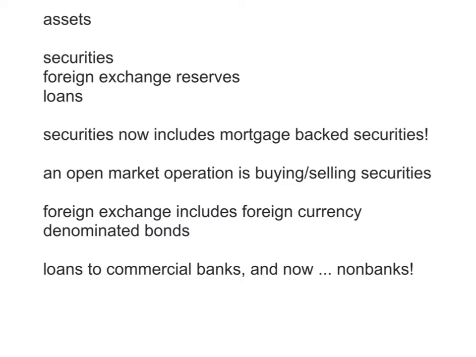The central bank has assets. They include securities, like bonds, foreign exchange reserves, like foreign currency, and loans of various sorts. Now, you may expect that securities for the central bank would only be government securities like US Treasury bonds. But in fact, now the central bank, the Fed, will include mortgage-backed securities in its portfolio of assets, which is kind of surprising since some of those securities are kind of junk.